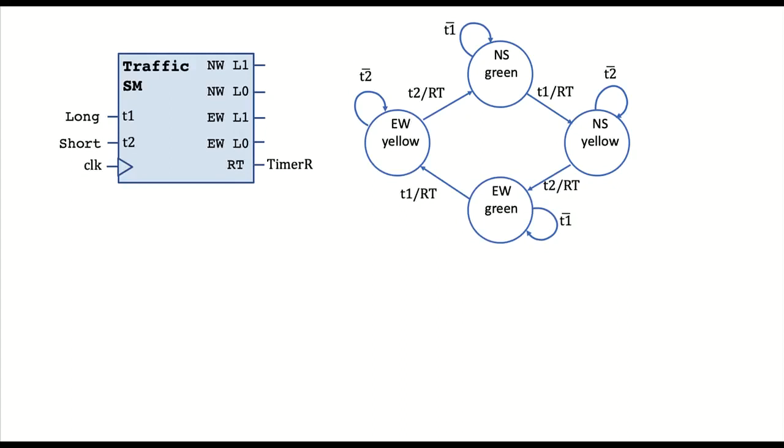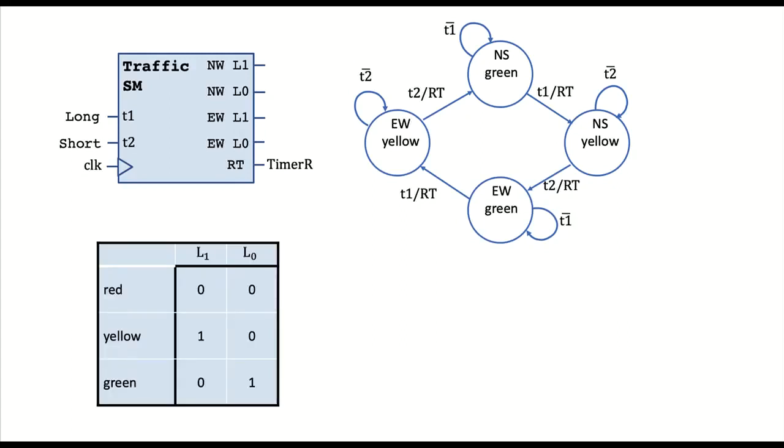Okay. What about encoding? We need to encode the colors. So again, there are 3 different colors. So we're going to use 2 bits for the light output.